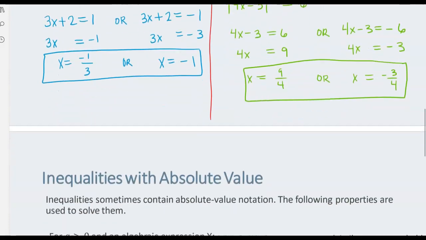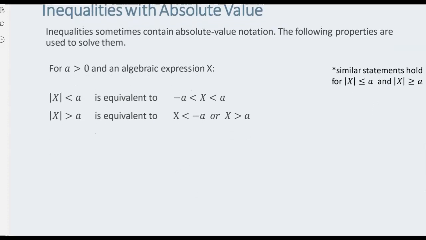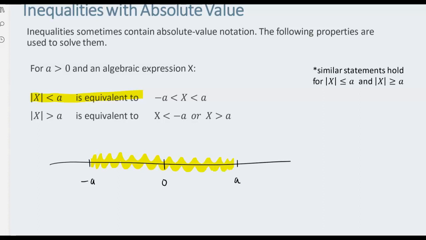The next set of examples involve an inequality. And rather than being an exact distance from 0, it is within some particular range. If the absolute value is less than a particular number, let's say that a is here and -a is here. If the absolute value is less than a, that means that all of the possible solutions are within this range.